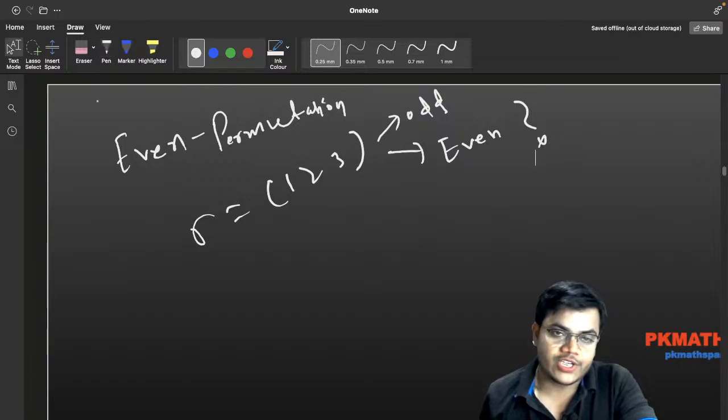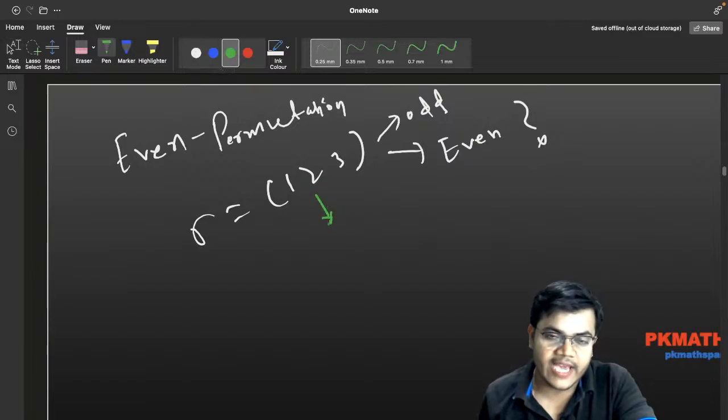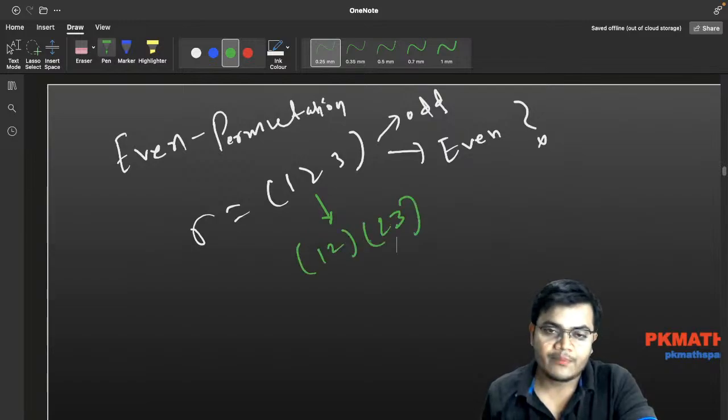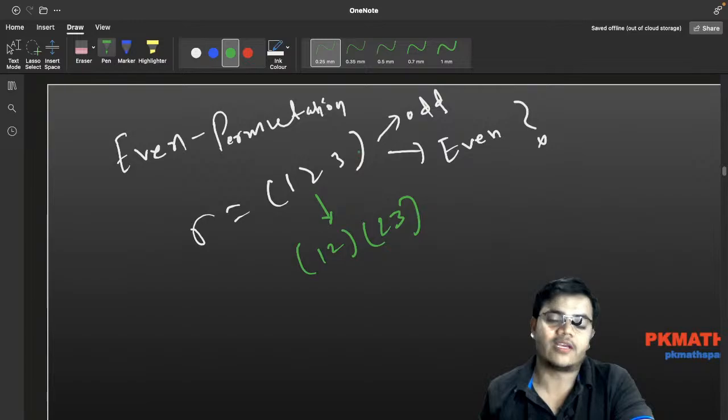It's an even permutation, which is a very basic question, because this cycle (1 2 3) can be written as (1 2)(2 3). There are many more ways to write it, but whenever we write this cycle (1 2 3), then certainly we will have an even number of transpositions.